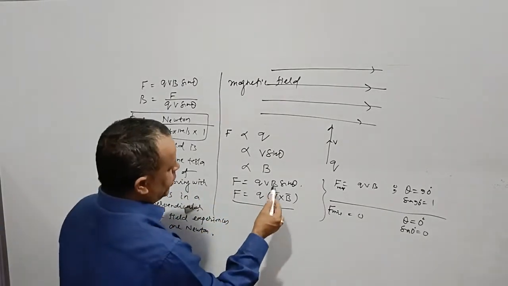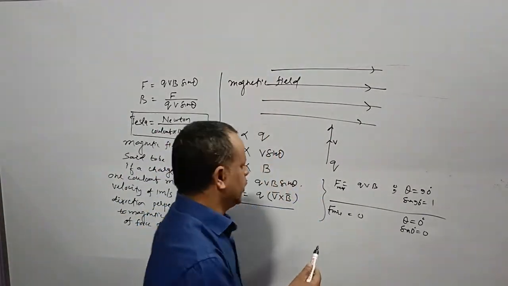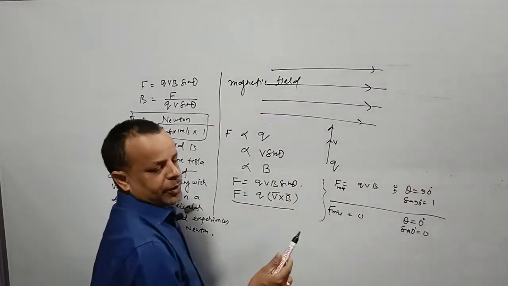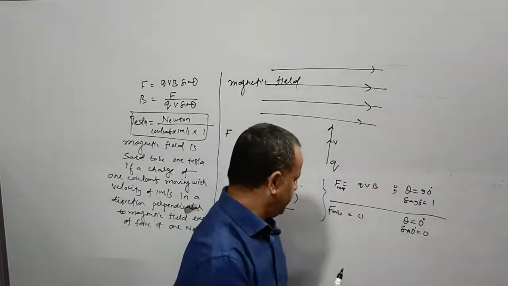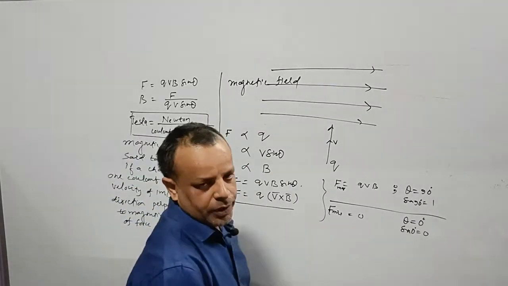This strength of magnetic field is 1 Tesla. If a charge of 1 coulomb enters the magnetic field with a velocity of 1 meter per second in a direction perpendicular to the magnetic field, and it experiences a force of 1 Newton, then the strength of the magnetic field will be 1 Tesla.